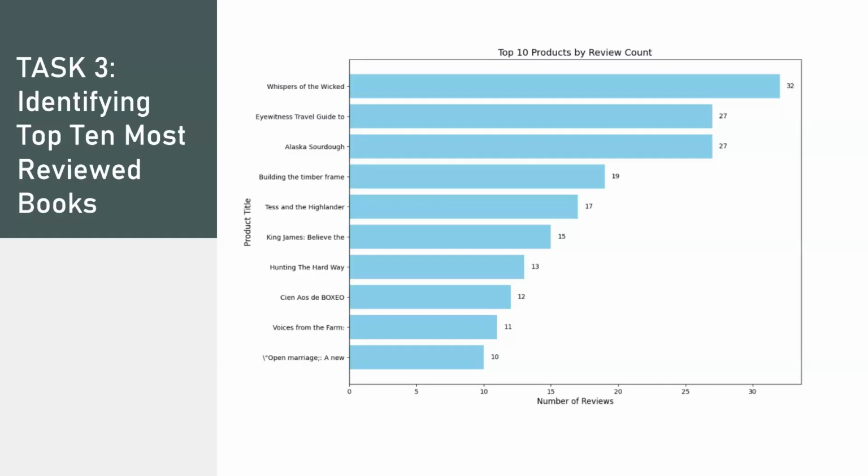This output is then read into a separate plotting script that visualizes the results using a horizontal bar chart, providing a clear and intuitive view of the most popular products based on review volume.